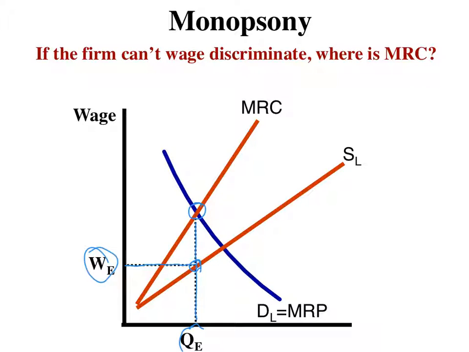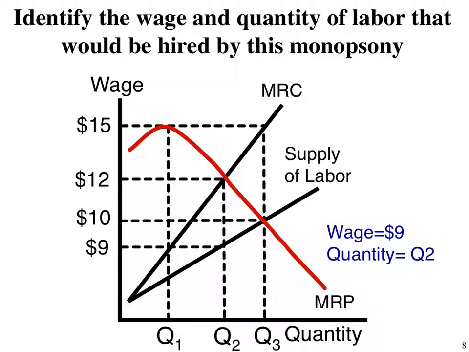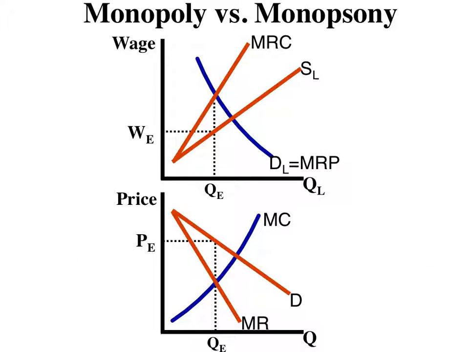So, okay. On this graph, they'll hire here, they'll pay the wage here. So the quantity is Q2 and the wage is $9 an hour. And you can see that the monopsony graph is really just the mirror opposite of the monopoly graph, so that if we folded a piece of paper like this, these two graphs would actually match up.